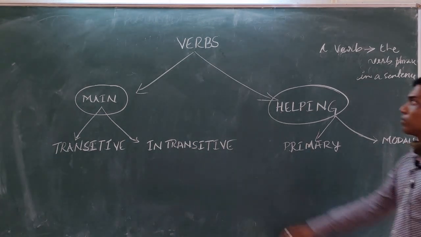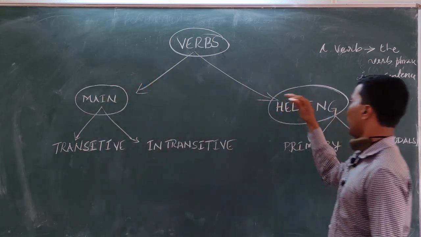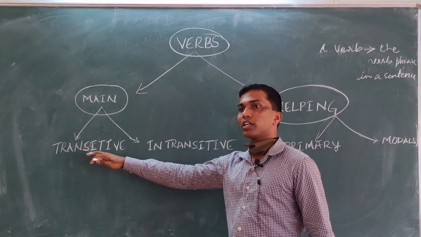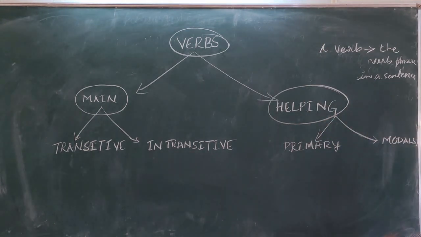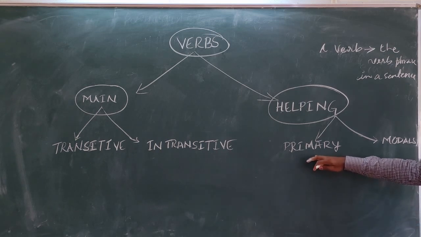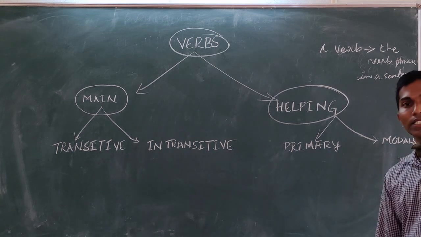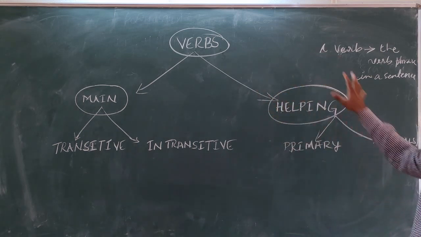One must know there are two types of verbs, main verbs and helping verbs. In main verbs, there are two more categories: transitive verbs and intransitive verbs. Next, in helping verbs, there are again two more categories: primary helping verbs and modals. To know verbs, that is to get the sense of a sentence, we have to focus on all these items.